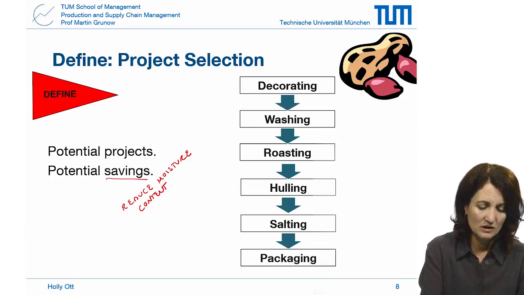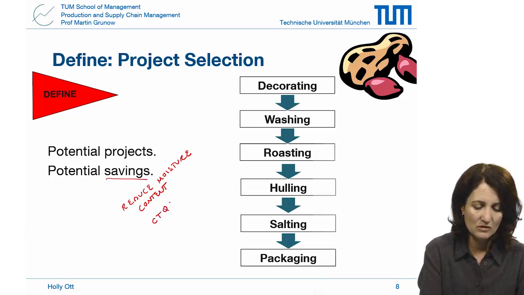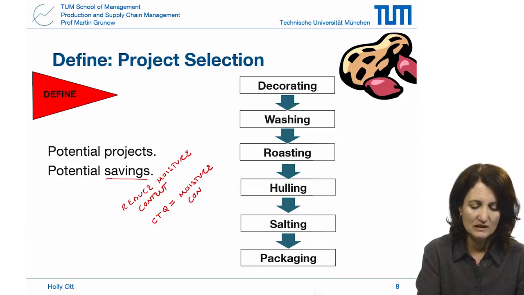So your critical to quality parameter is the moisture content in each package.